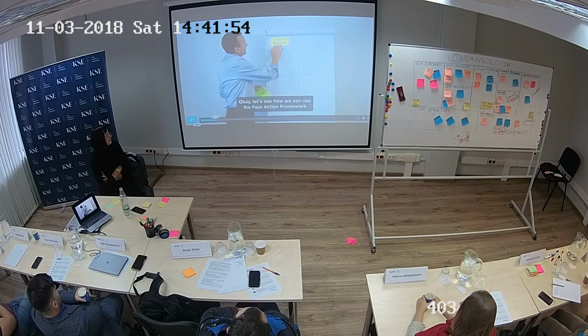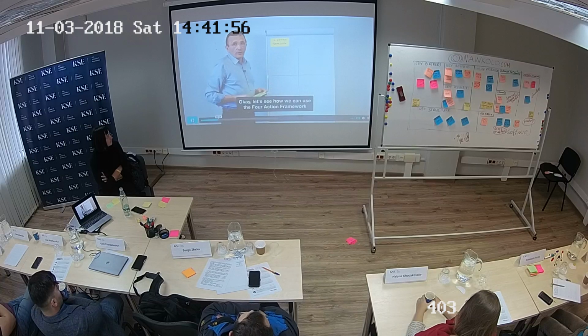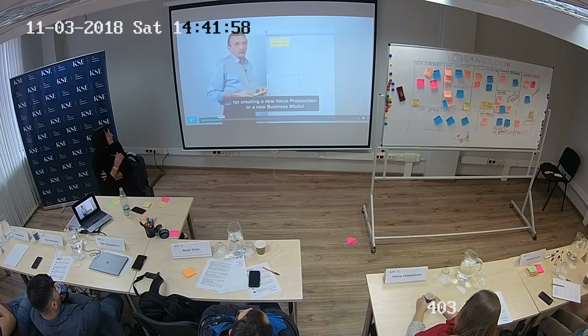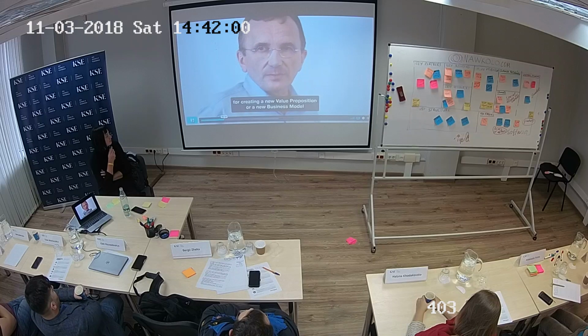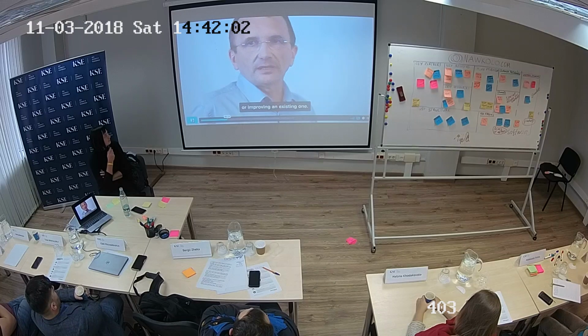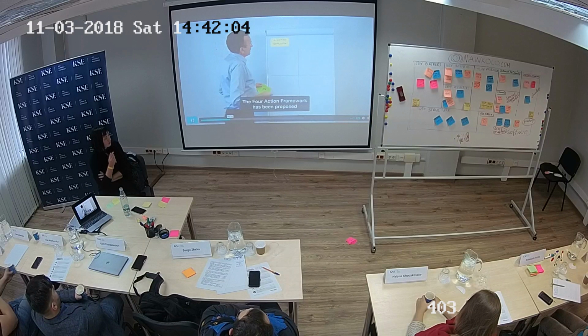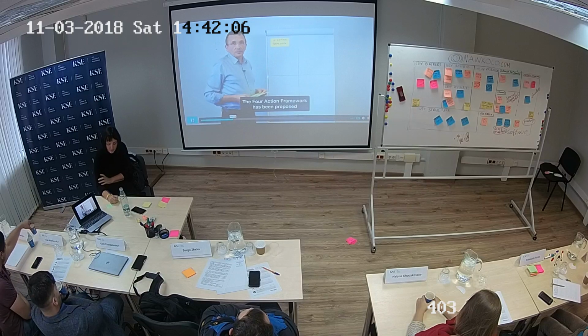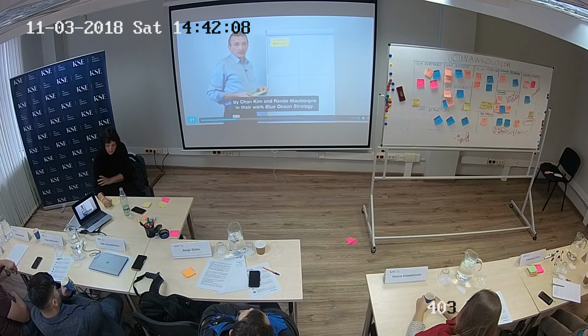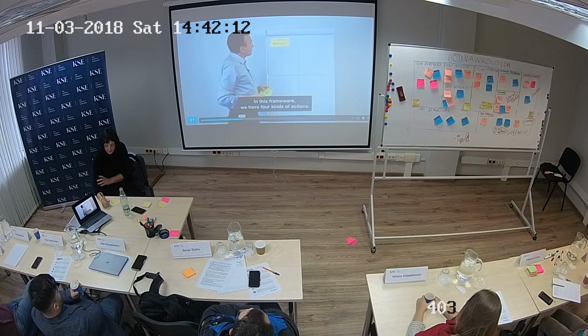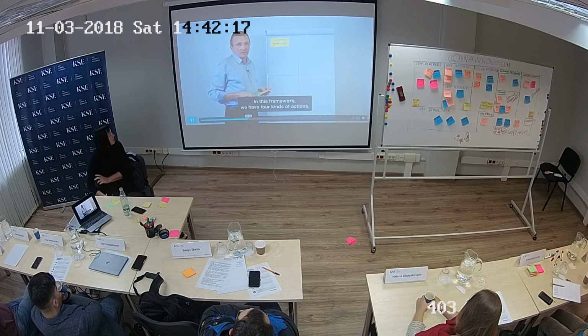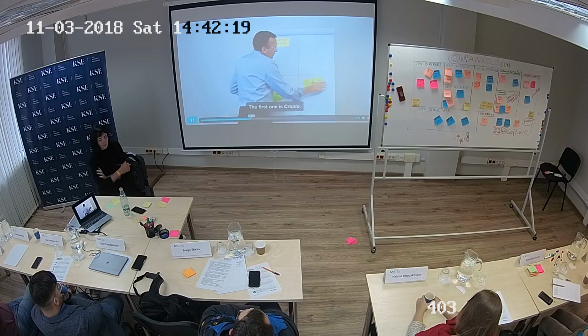Okay, let's see how we can use a four-action framework for creating a new value proposition or a new business model or improving an existing one. The four-action framework has been proposed by Chan Kim and Renée Mauborgne in their work Blue Ocean Strategy. In this framework, we have four kinds of action. The first one is create.